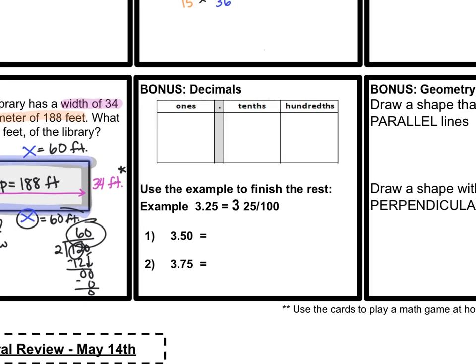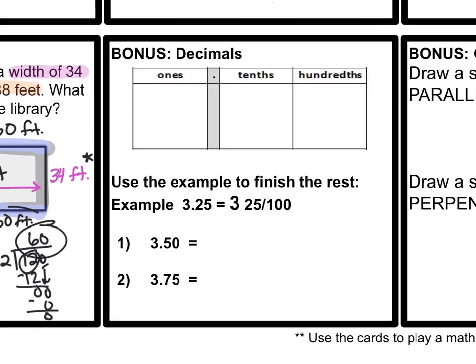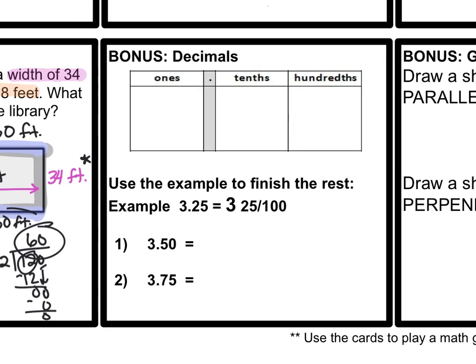Okay, next. Oh boy, I love decimals, and it even has a place value chart for you. It says use the example to finish the rest. So the example, 3 decimal 25, or 3 and 25 hundredths, and it even shows it right here for you. So your job is to do the same with these down here. So 3 decimal 50 is going to be 3 and 50 hundredths.